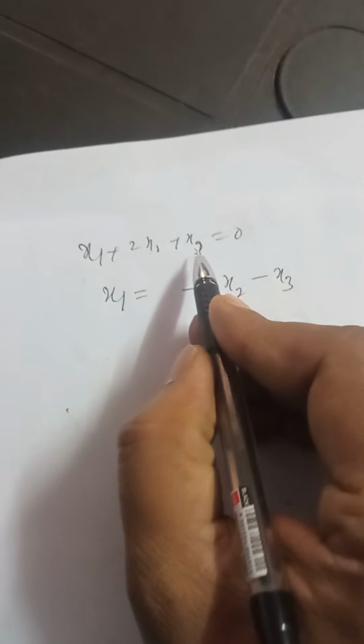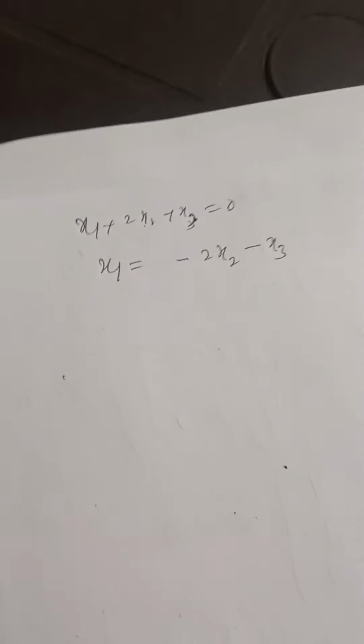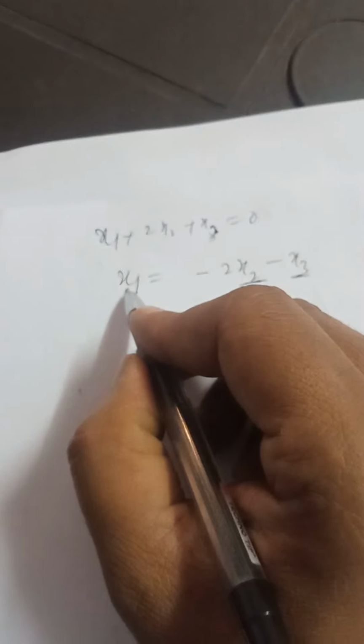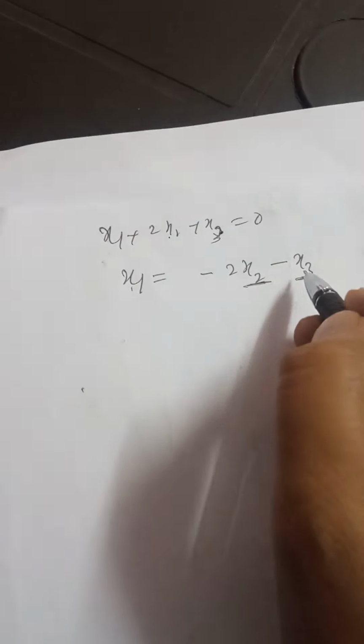Or you can express x3 in terms of x1 and x2. That is your wish, right? Now see here, these are independent variables, right? And this is a dependent variable. x1 is dependent on x2 and x3.